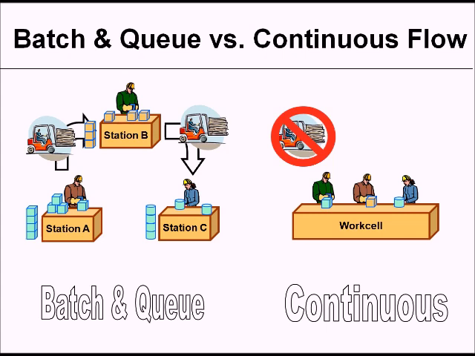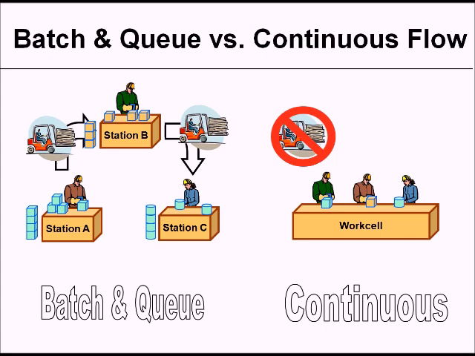Then Station B builds up 10, and they ship theirs with the forklift to Station C. And then Station C builds theirs up. That's called batch and queue. And what we really want to do with the lean process is get away from that. We want to go to more continuous flow.